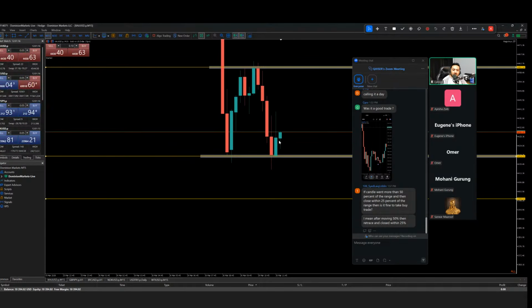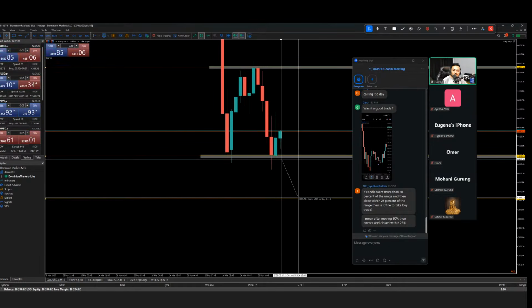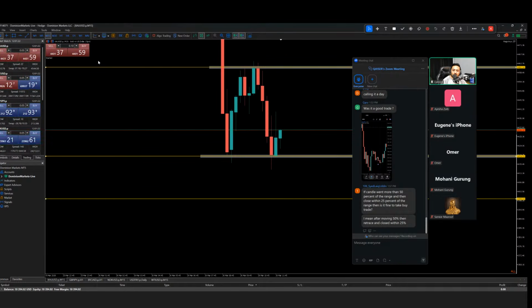So wow, let's see. Now it's pushing upside. If it could create a, we can break this low. This makes sense. Buy is not comfortable.